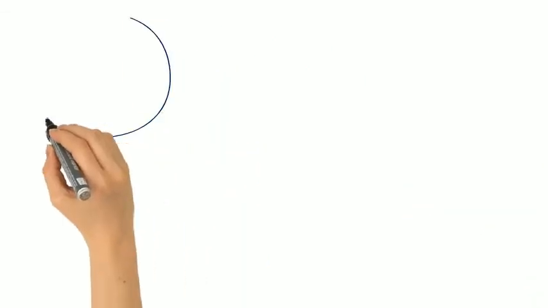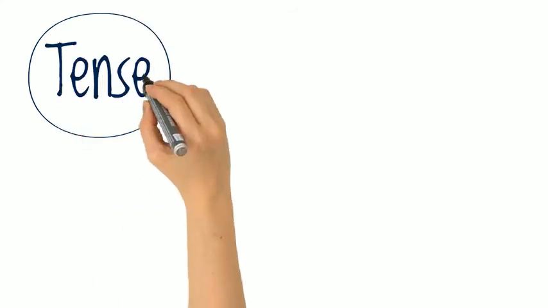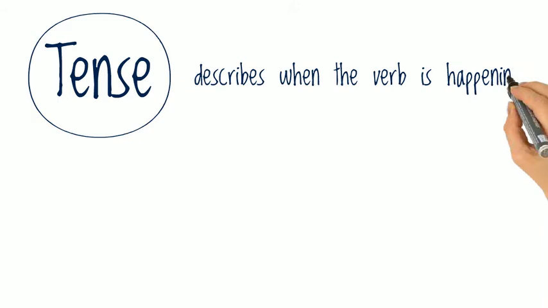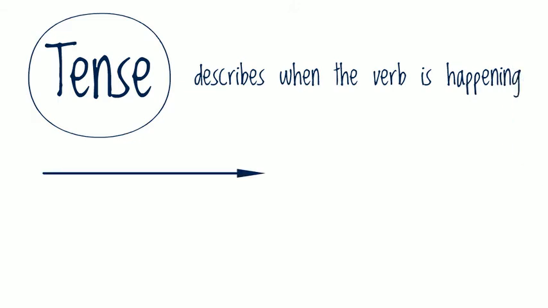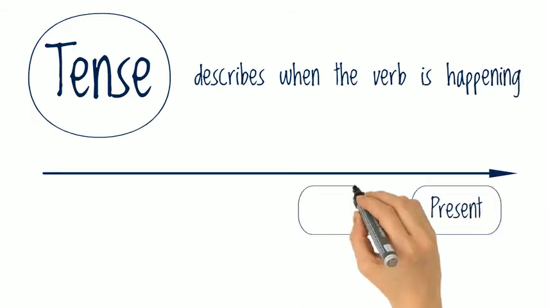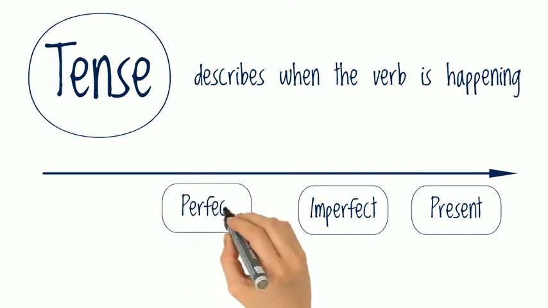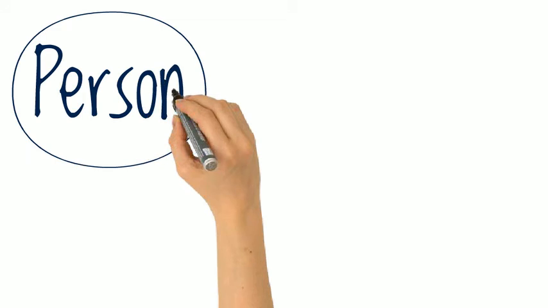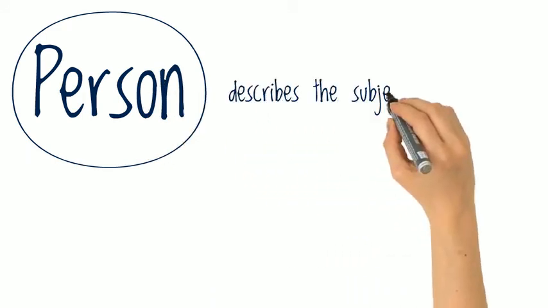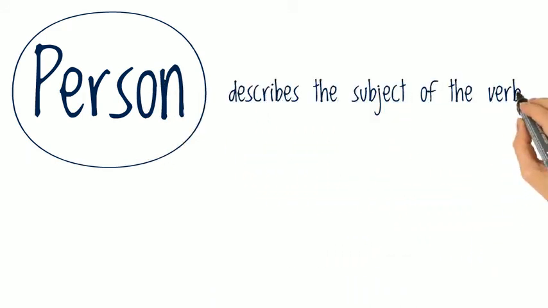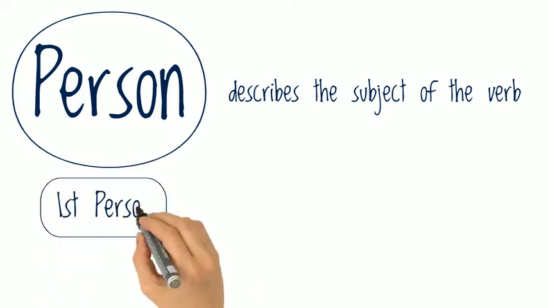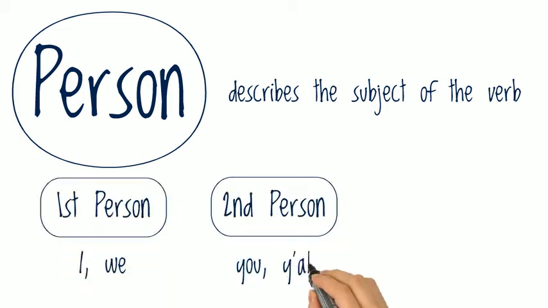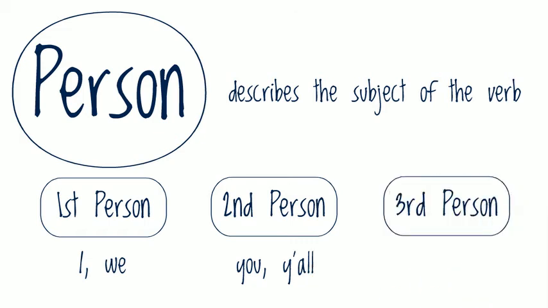We'll start with tense. Tense just describes when the action of the verb is taking place. In Latin, you've already learned four tenses: the present, the imperfect, the perfect, and the pluperfect. You've also already learned person. Person is who the subject is, and we know three persons. The first person, I or we. The second person, you or y'all. And finally, the third person, he, she, it, or they.